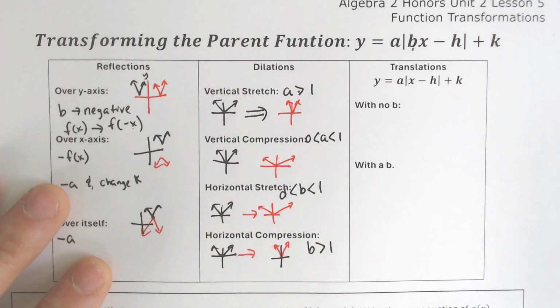Essentially if it's next to the x, it affects the x values. If it's next to the y or the y equals, then it would affect the y values. That's more of a technicality. Visually, it does the exact same thing.